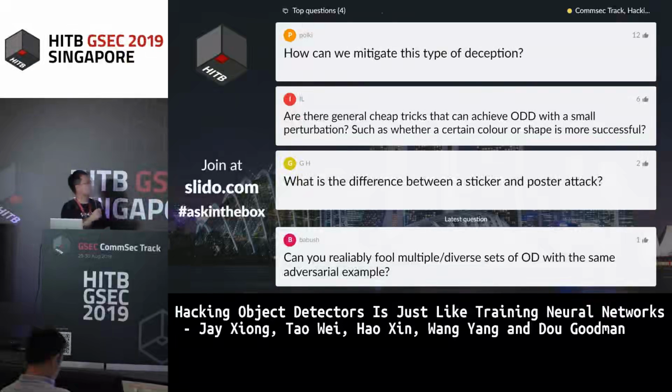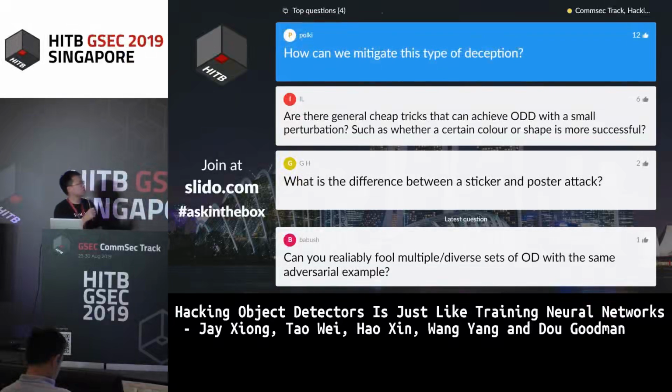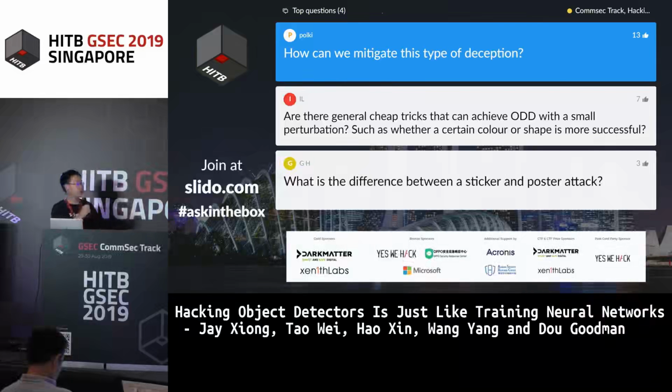The top voted question is from Polky. Are you here, Polky? You will win a prize because you beat the previous record. You have 13 votes. How can we mitigate this type of deception? I think this is a really good question, because we don't want such phenomena to exist in our current system, right? Because we leave more autonomy to AI systems.